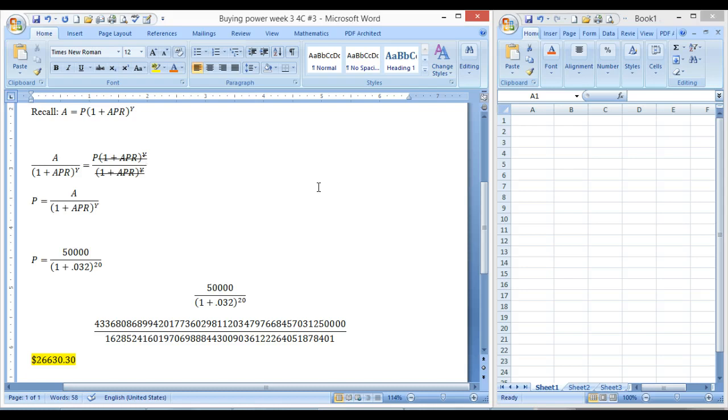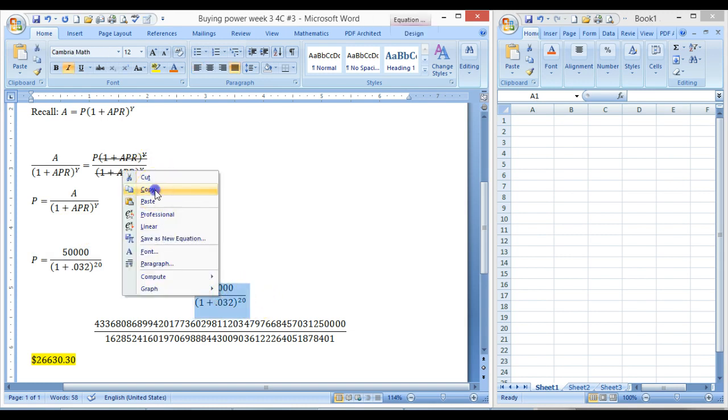And you'll notice this was the compounding annually at 3.2%, and it gave me the smaller number, which means that in 20 years from now, if I have something in a bank account that's $50,000, it only has the buying power, in today's standards, of $26,630.